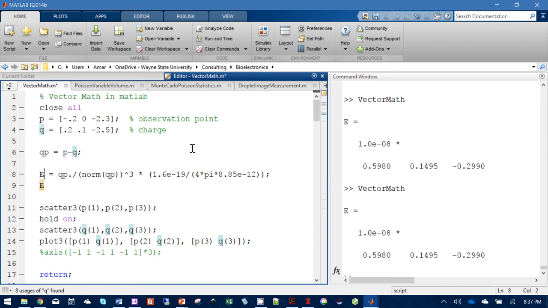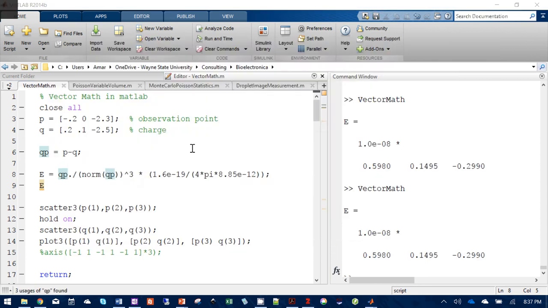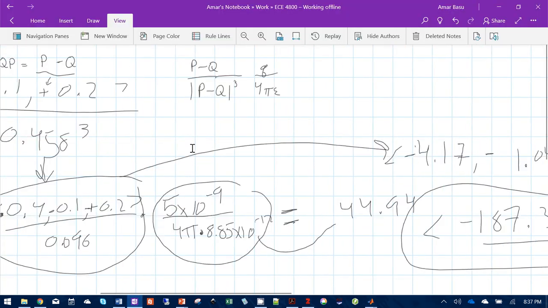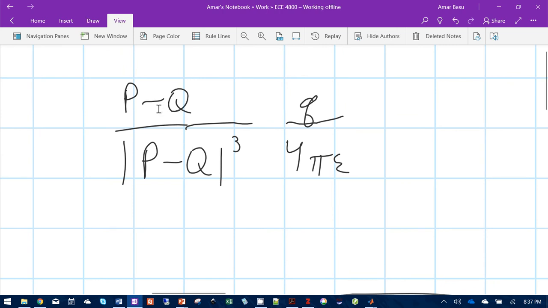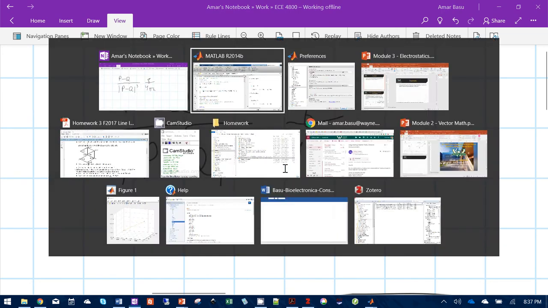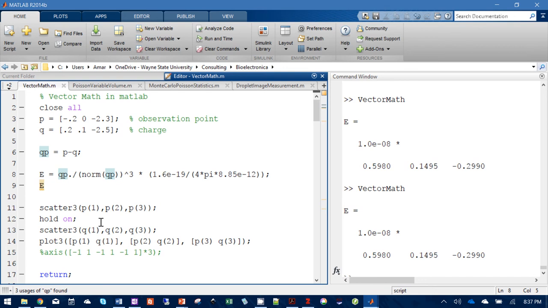All right, and then the electric field is equal to QP divided by the norm of QP to the power of 3. Remember, the norm is the magnitude, right? So we're basically doing this formula. The vector between them, so that's this QP, and divided by the magnitude of QP to the power of 3. So this is QP divided by the magnitude of QP.